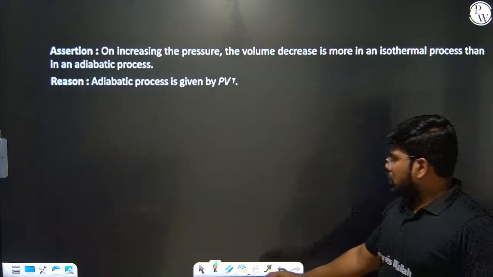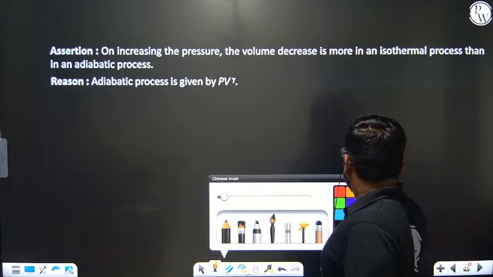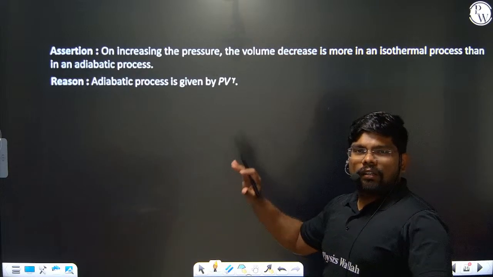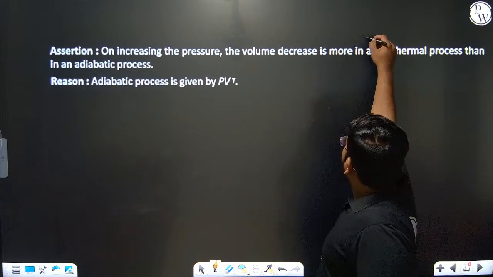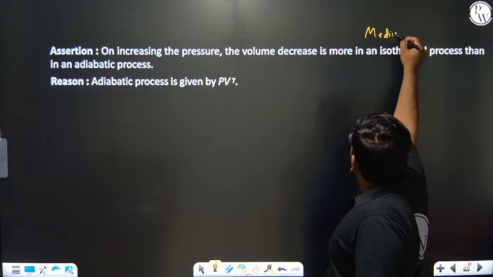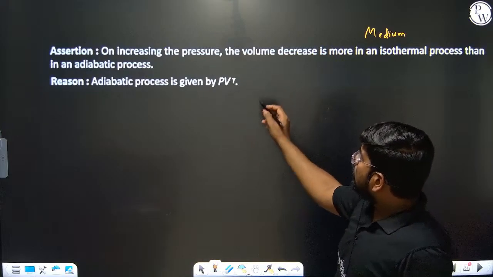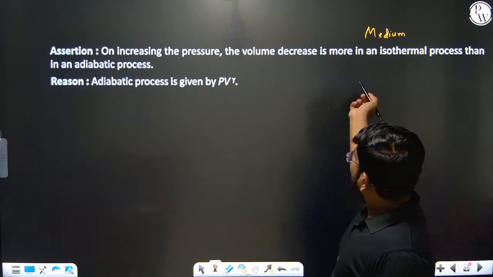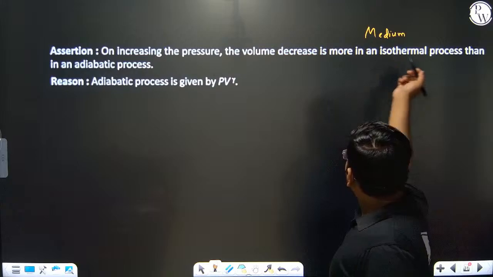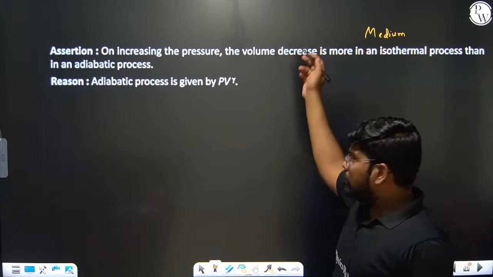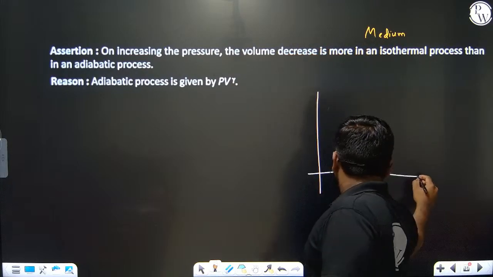Next, the question given on thermodynamics is again a little bit applicative, it's not too much. You can put it under the medium category. Why is it medium category? It all depends upon how you are analyzing this. So they gave, on increasing pressure, volume decreases, maybe, depends on process. They are saying isothermal, yes. Let us see what the trend is. Let us see the PV graph.